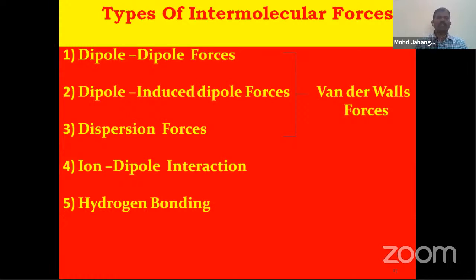Among these five types of intermolecular forces, the first three are the weakest forces. They were first identified by van der Waals, and named in honor of the scientist. The first three forces, dipole-dipole forces, dipole-induced dipole forces and dispersion forces, are collectively called van der Waals forces. Ion-dipole interactions and hydrogen bonding also come under intermolecular forces, but these are a little bit stronger than the first three forces.